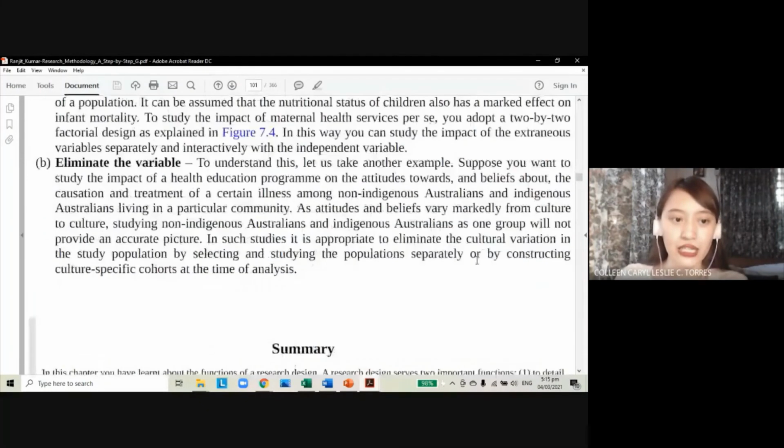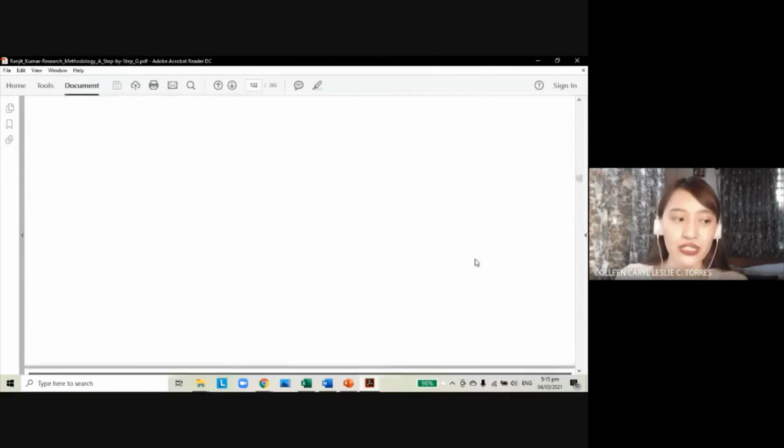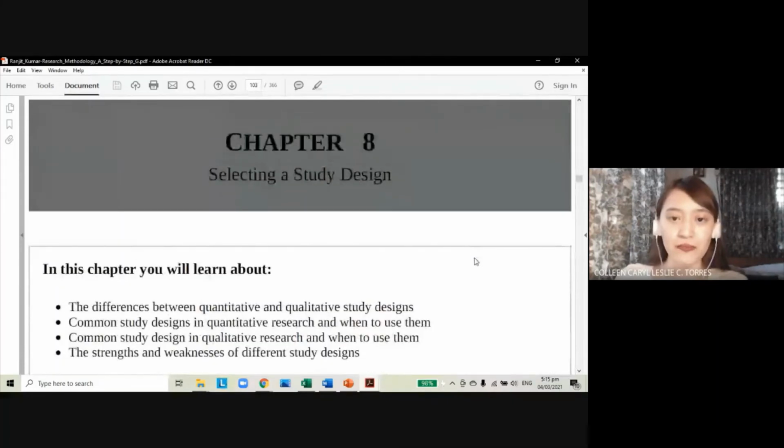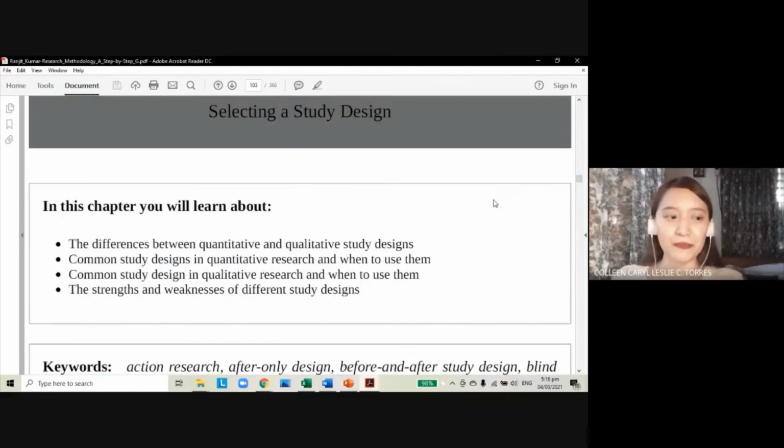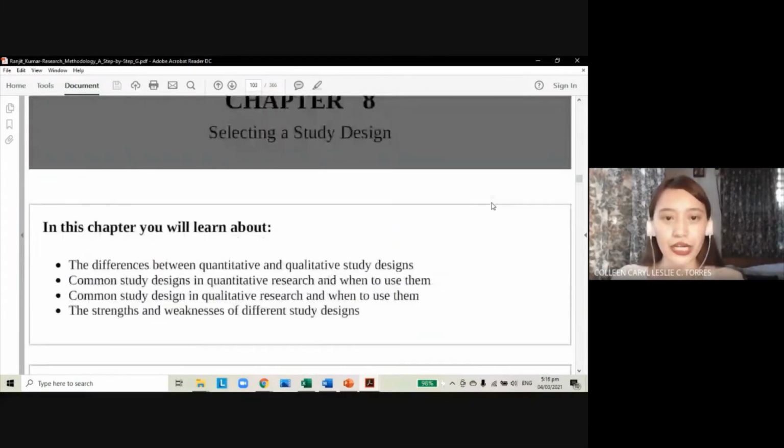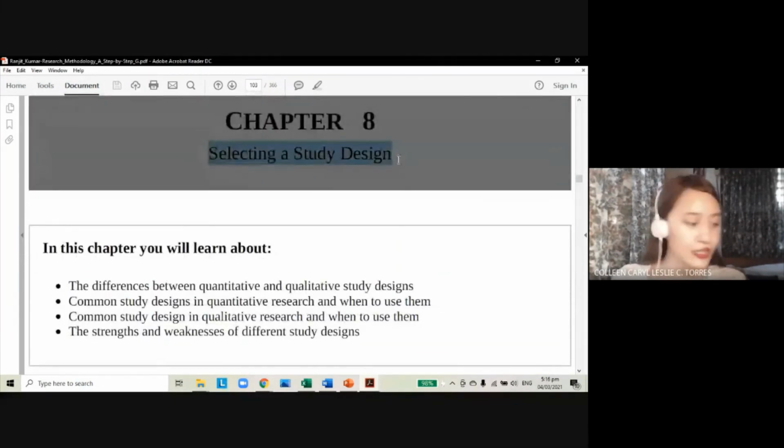that in class. Let's now go to the research designs, the types of research designs. So this is where things get a little too informational. This chapter has a lot of information. So, let's try to simplify, no? So, selecting a study design. So let's just go immediately to the discussion.